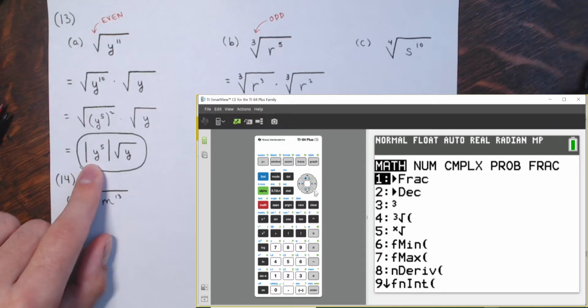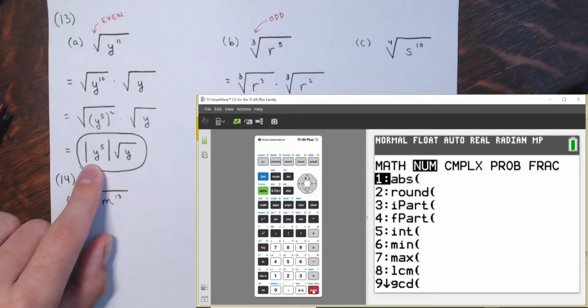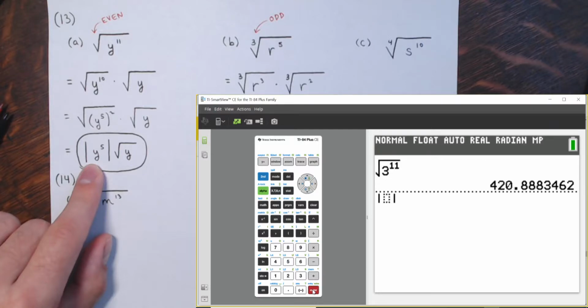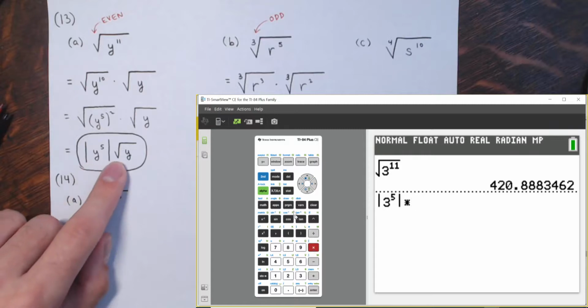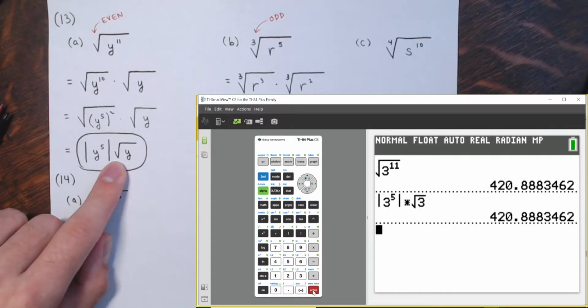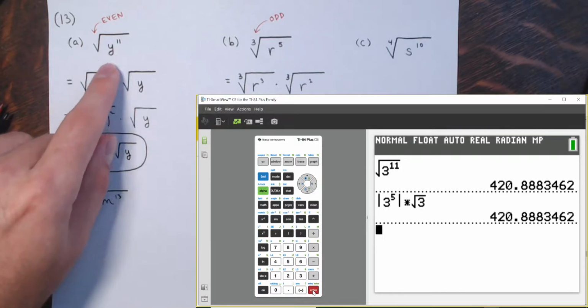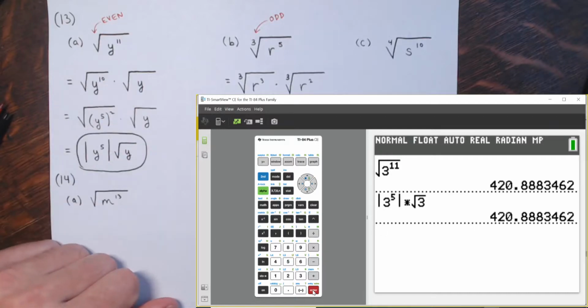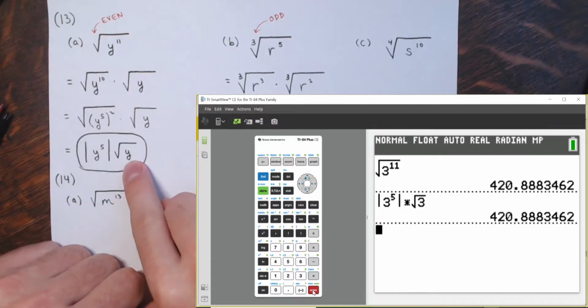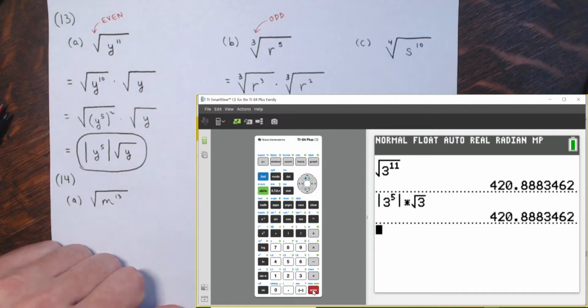I go here, math, and then num, absolute value. Absolute value of, replace Y with 3 again, 3 to the 5th. And then after the absolute value, times the square root of Y, the square root of 3. And this should give me the same result, and indeed it does. And you can replace Y with anything, well, any non-negative number, because this is an even root. Remember, if you replace Y with a negative number, the square root of a negative won't be real, and it'll come up with an error on the calculator.